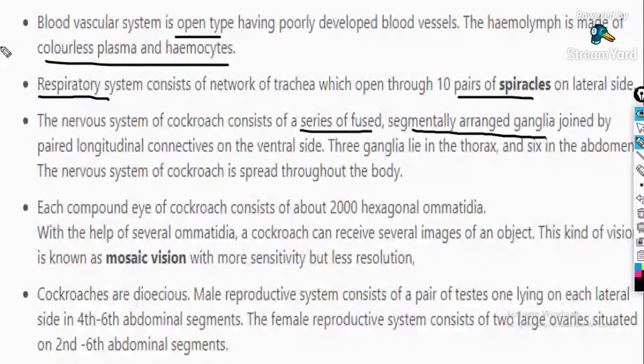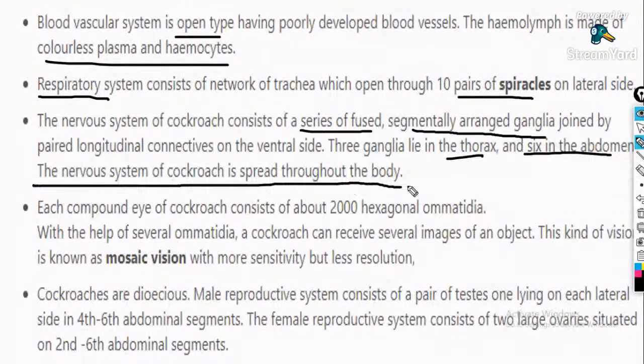Okay, then back to our topic, not wasting much time on those fellows. The three ganglia line the thorax and six in the abdomen, and the nervous system of the cockroach is spread throughout their body.